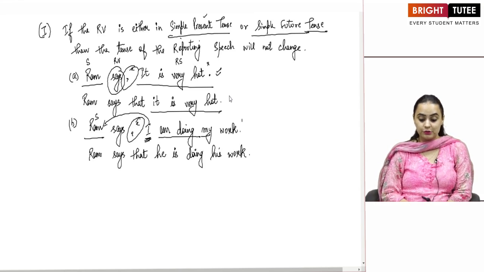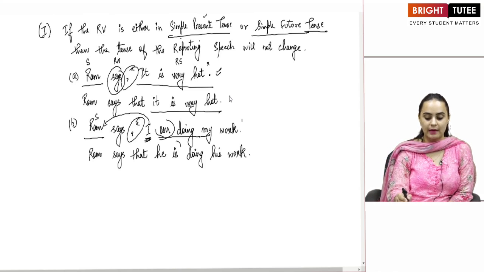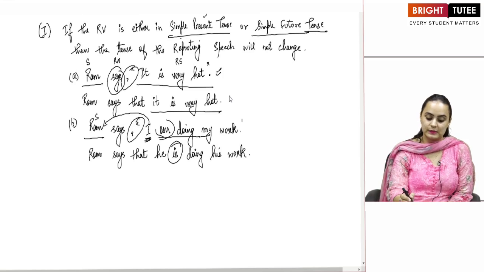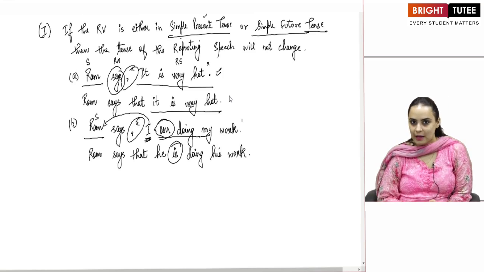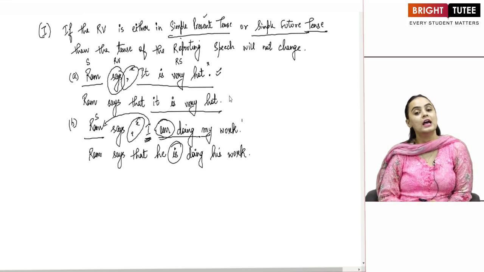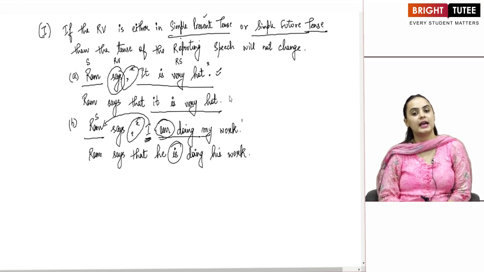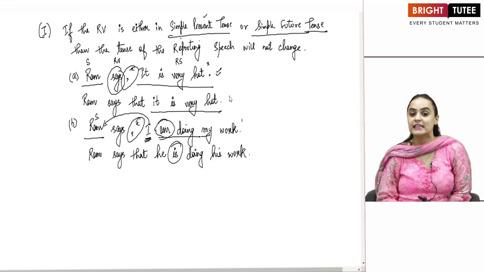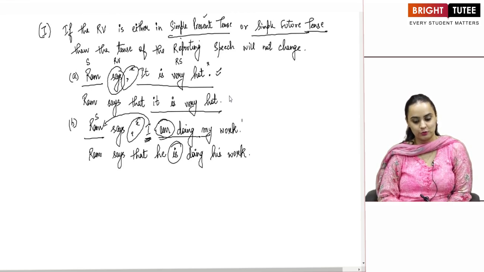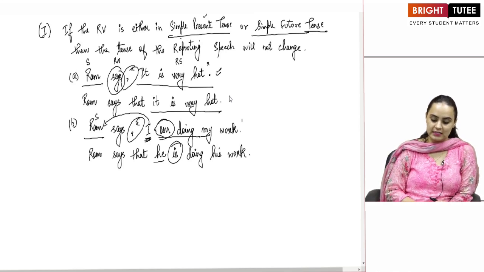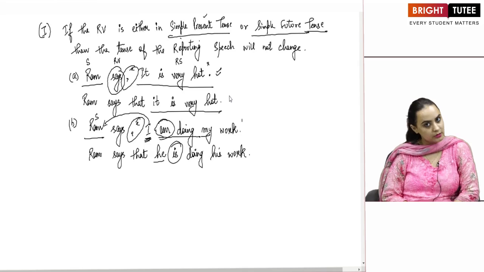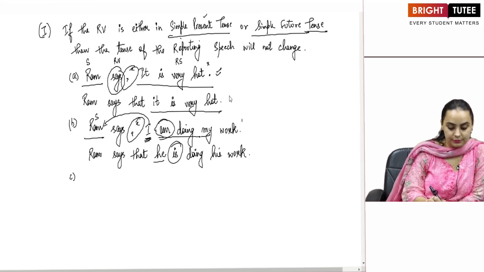You must be wondering, why did I change am to is? Because with I, we always use am in present continuous, while with he, she and it, we always use is in present continuous. Since here he is used, therefore he is doing his work. Another example.